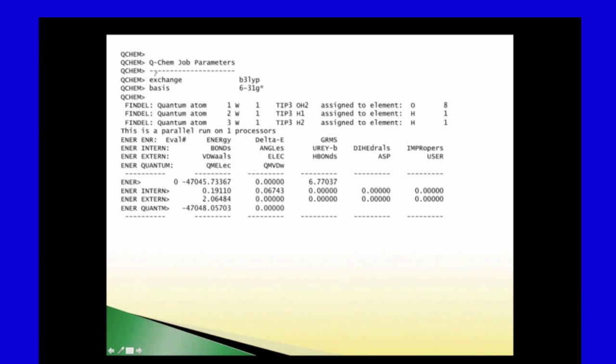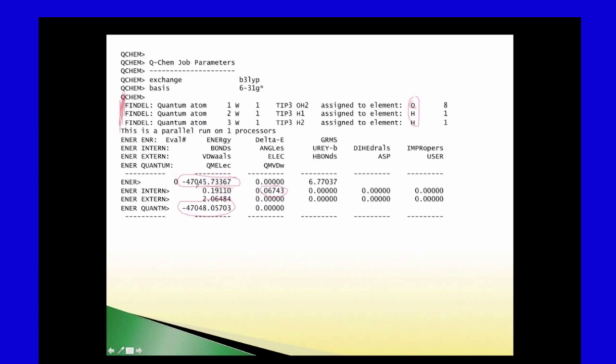calculation. You know, it echoes back to you that you're running a B3LYP 6-31G star calculation. It tells you that it understands what the quantum atoms are, and it's assigned them as oxygen, hydrogen, and hydrogen, that you've given it, and then it computes the calculation. And here is your total CHARMM energy, and here is your quantum energy, right? And then here are the classical pieces, right?